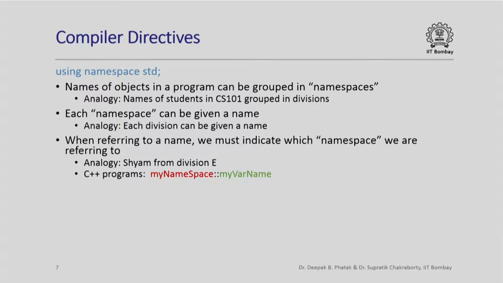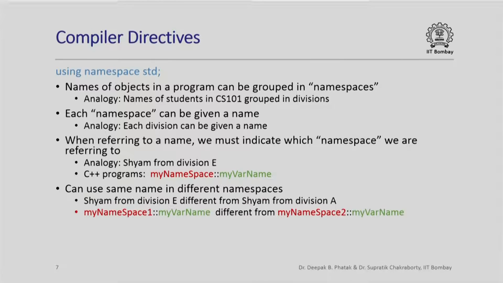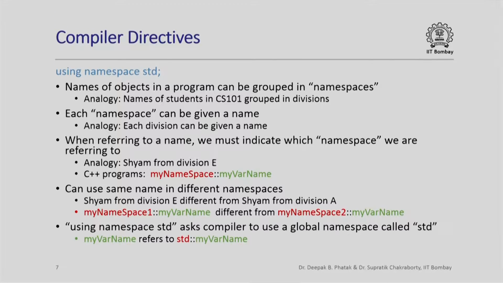So in a C++ program we could say the variable my_var_name in the namespace my_namespace. And we can actually use the same name in different namespaces, because as long as we can distinguish which namespace the name is coming from, we know that these are different entities. So for example, Sham from division E would be different from Sham from division A. So similarly, my_var_name from my_namespace_1 would be different from my_var_name from my_namespace_2.